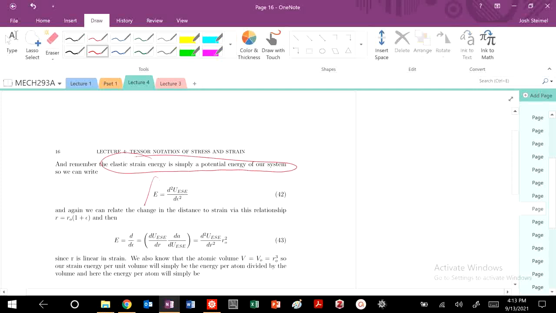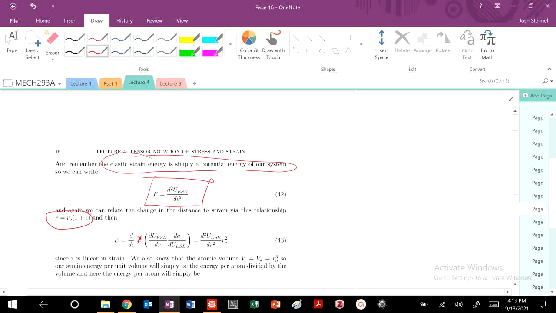So we can rewrite and reach the same expression here, where our change in elastic strain energy is the potential that we're working with. We still have that same expression that we've been working with previously. Again, we can use our good old relationship between r naught and strain, same as previously done.